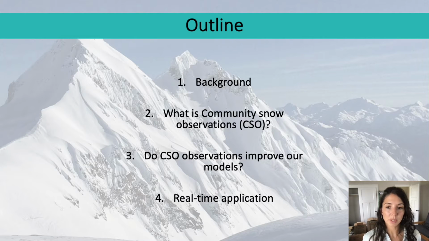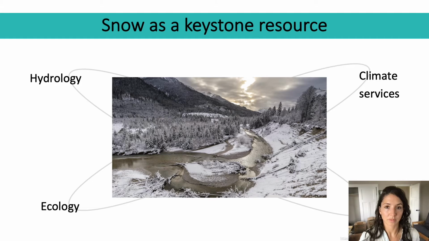I'm going to start this presentation with a little bit of background information and then go into a brief overview of the Community Snow Observations or CSO project and give you an explanation of why CSO data are so important. Then I will give an overview of how we use these observations to improve our models. And finally, we will take a look at our real-time snow distribution application.